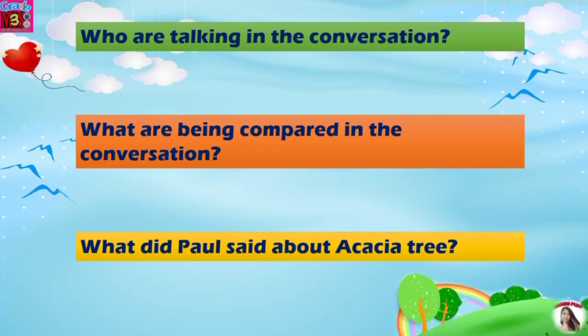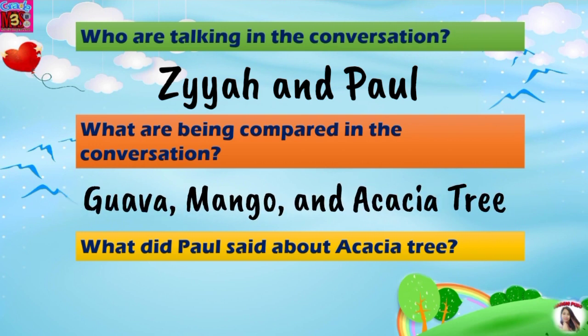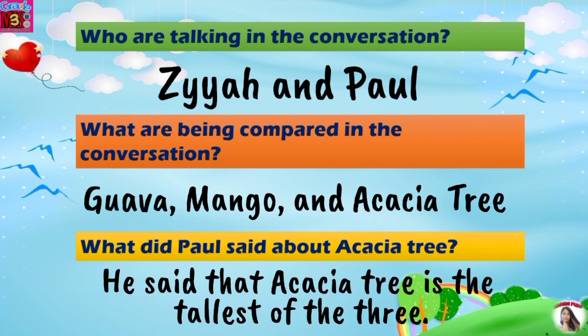Who are talking in the conversation? You're right, Zia and Paul. What are being compared in the conversation? Very good. They are comparing guava, mango, and acacia tree. What did Paul say about acacia tree? Yes, very good. He said that acacia tree is the tallest among them all.